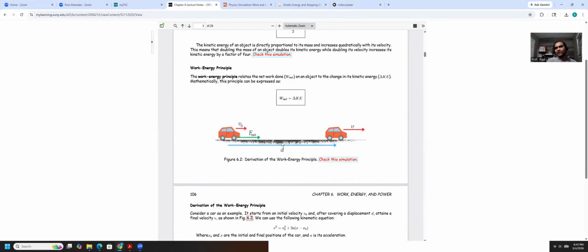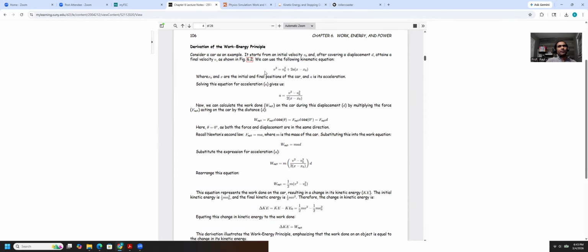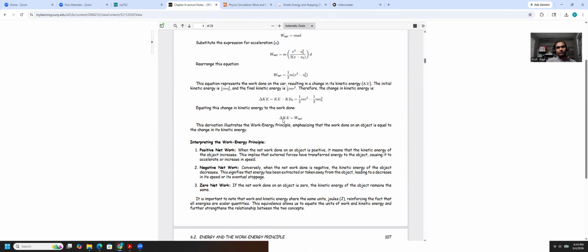Yeah, basically the same thing I showed in the simulation. So when you apply some force here, you do some work, and because of this work, the kinetic energy changes. And the idea of the work-energy principle is that the net work done is equal to the change in kinetic energy. All right. So here I derived it mathematically from the kinematics equation. If you want to go through it, you can. But we basically need this equation.